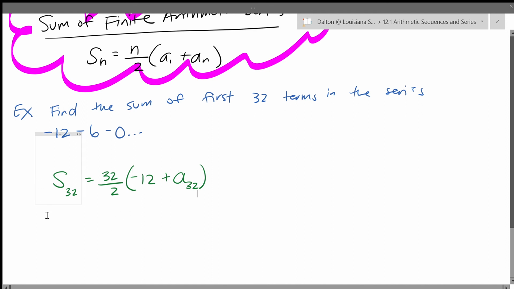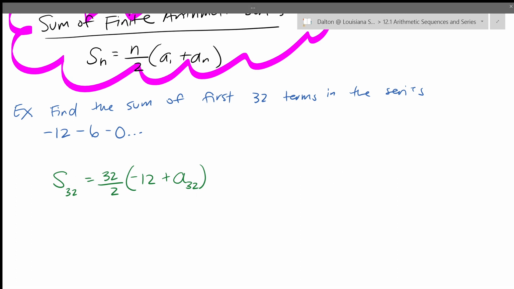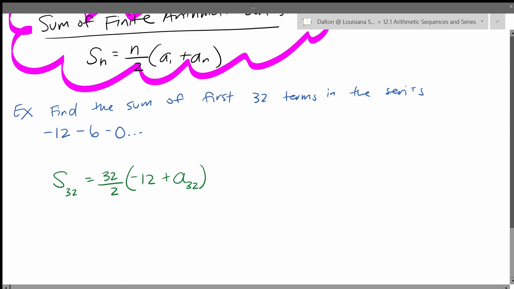I have no idea what the 32nd term is of this series. So before I can find the sum of the series, I need to backtrack a second and use my formula that we did earlier, which is how you're able to find a particular term of the sequence or of the series. So A sub n is equal to A sub 1 plus n minus 1 times d. I'm trying to find the 32nd term. I know my first term, A sub 1, is negative 12, plus n, again, the number I'm looking for is 32, minus 1 times d.